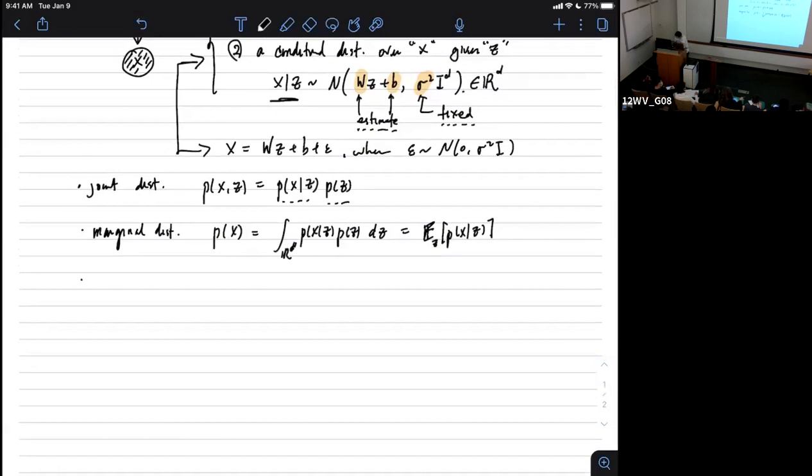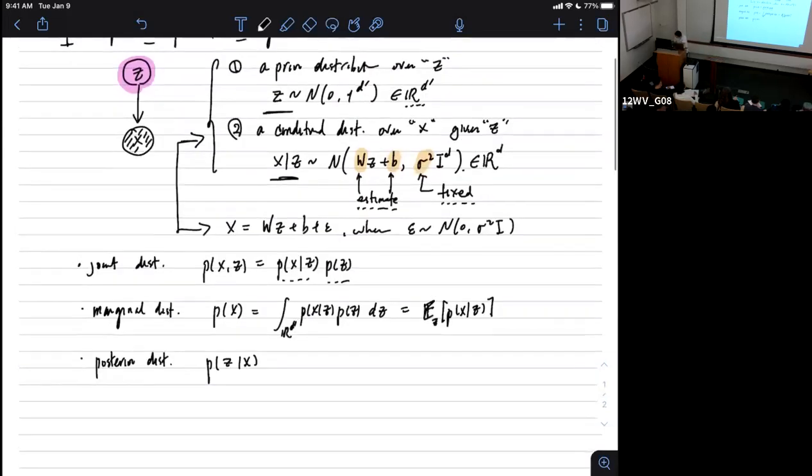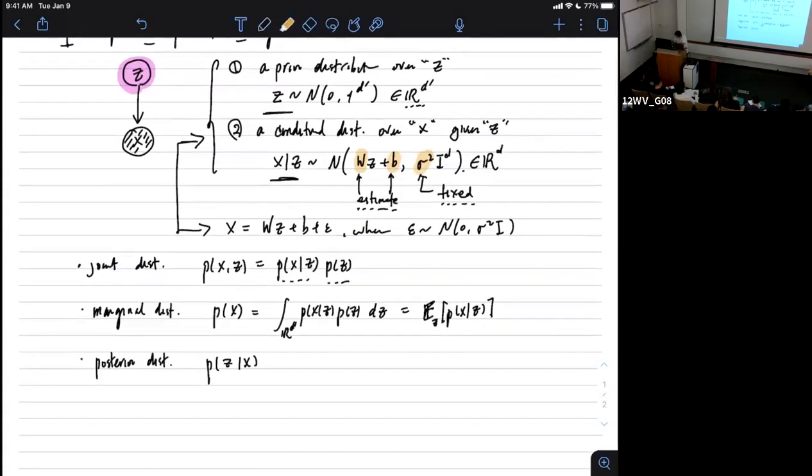The third one is what we call the posterior distribution. Here, the goal is that we now have observed X. Now I want to know what is the content that has given rise to this observation. So what was the value of this Z that gave rise to what I have just seen? That's the posterior distribution.